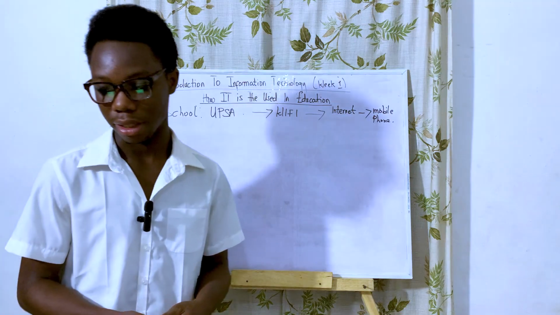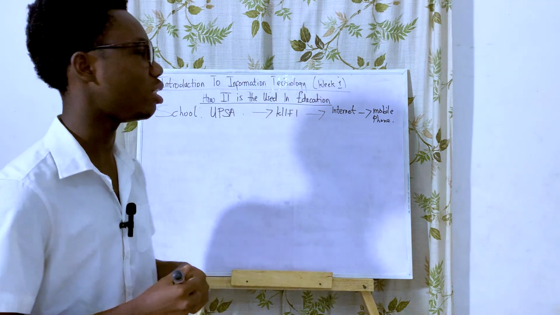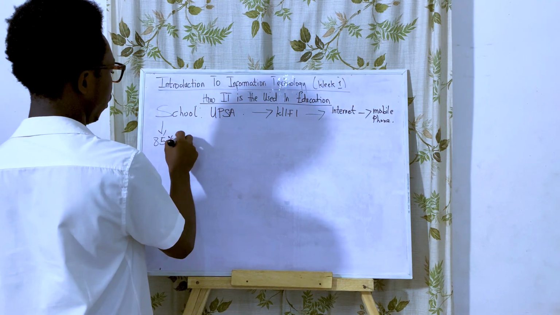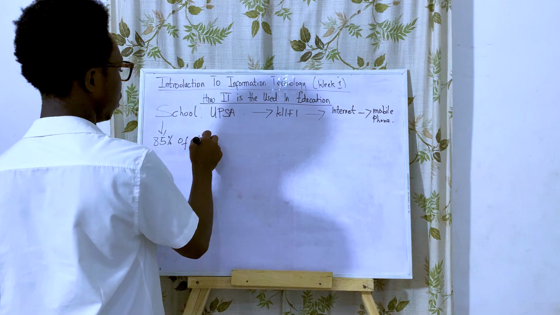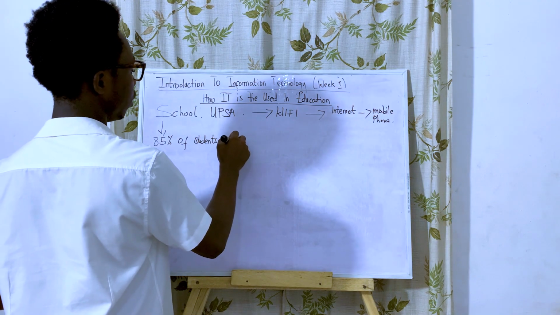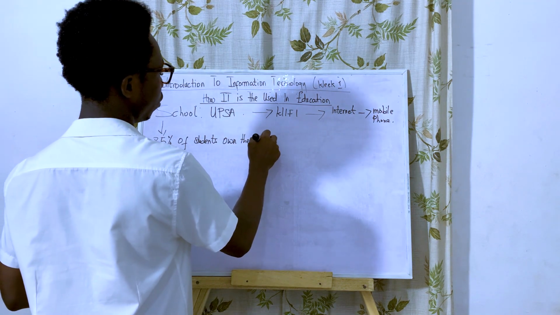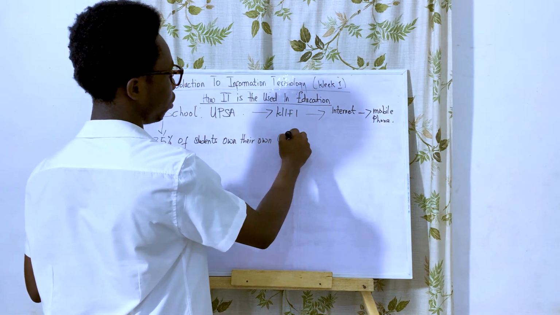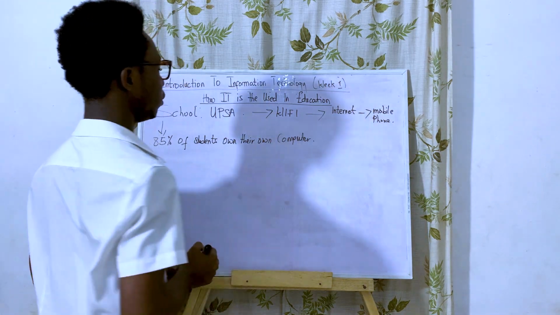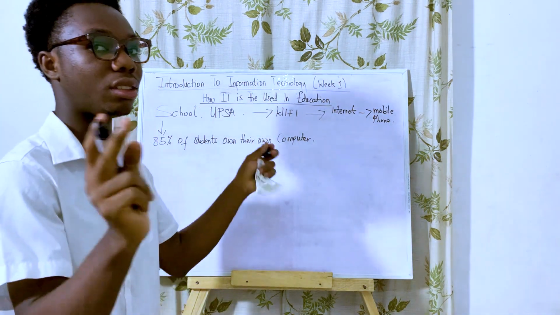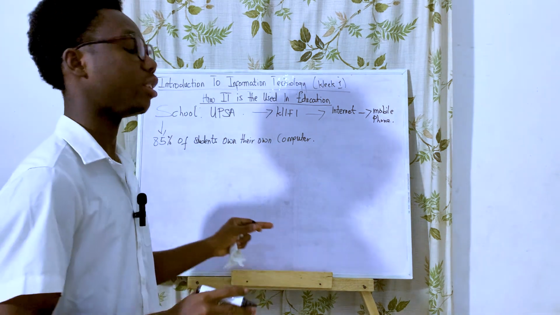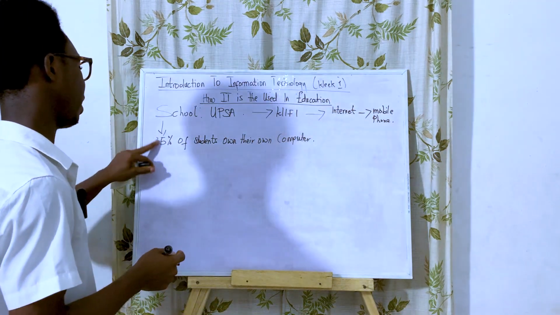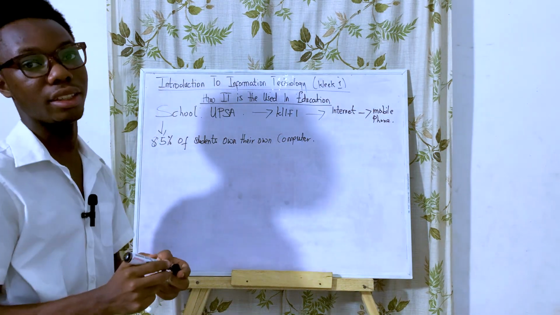Now, 85% of college students own their own computer. So when you come to UPSA, about 85% of students own their own computer. Remember I said computer doesn't mean a monitor or something. Your phone is a computer, so you own it, right? So this one I can even say 100% because everybody has a phone in the university.